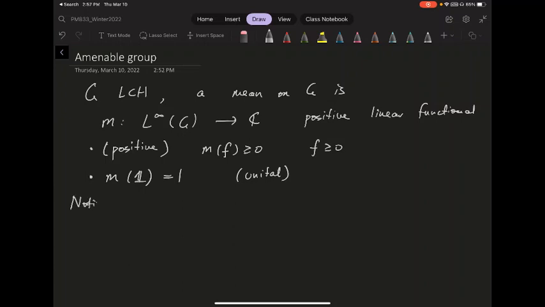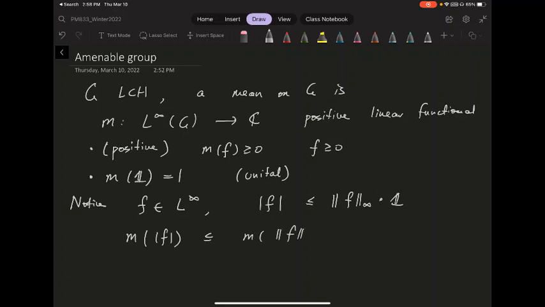And I just want to note one thing. If you have some f inside the L infinity, you can think about the absolute value of f, which is going to be less than or equal to its sup norm times the constant 1 function. So the mean of this f, because of positivity, should be monotone whenever your function is real valued. So this is going to be bounded by the mean of the scalar multiple of the constant 1 function, but because m is linear, you can move the infinity norm outside, and you multiply by the mean of the constant 1, which is just equal to 1. So automatically you have this kind of inequality.